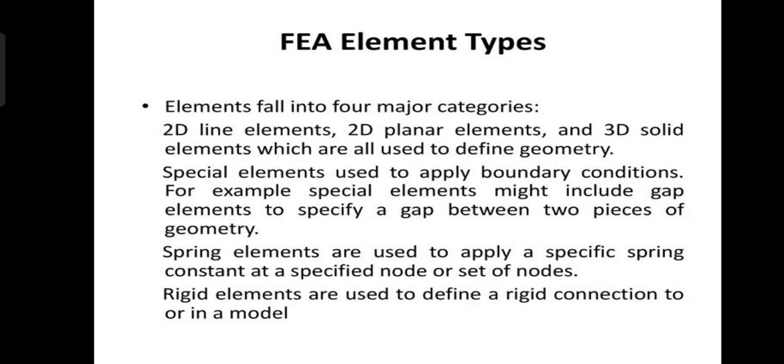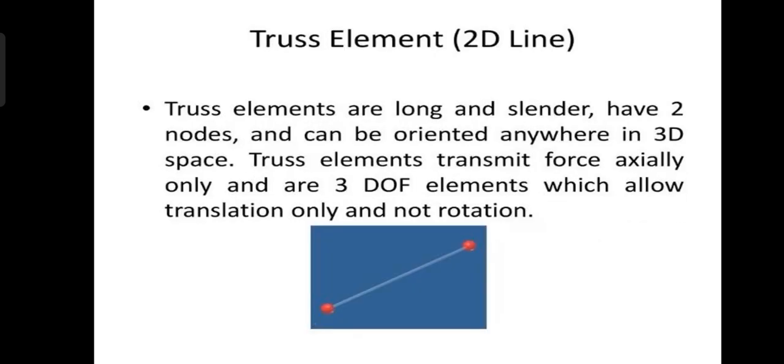Special elements are used to apply boundary conditions. For example, special elements might include gap elements to specify a gap between two pieces of geometry. Spring elements are used to apply a specific spring constant at a specific node or set of nodes. Rigid elements are used to define a rigid connection to or in a model.